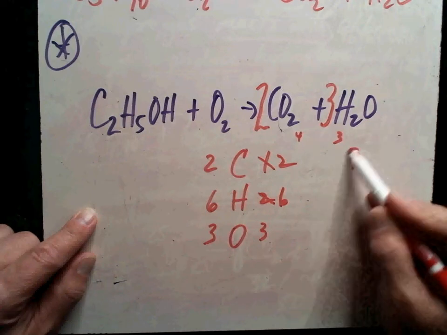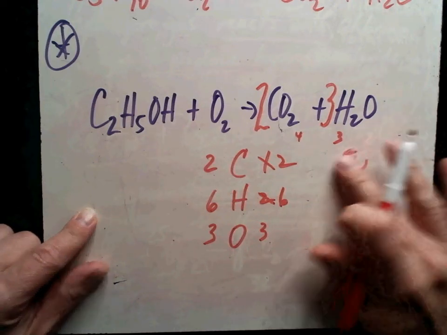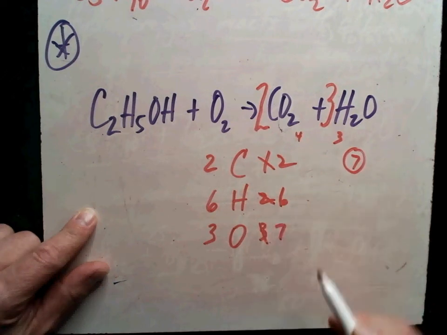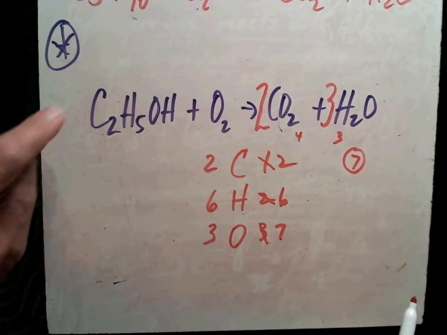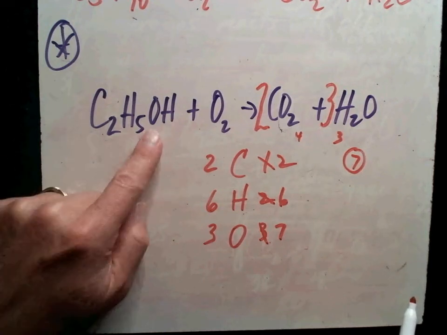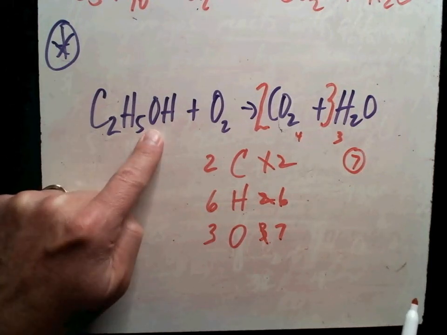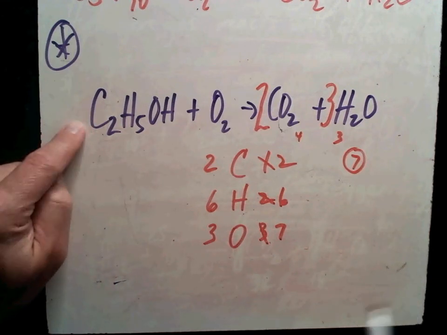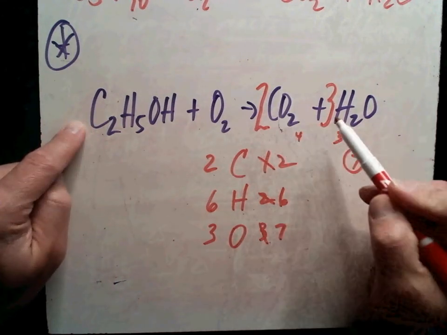That's 7. Now you got to be careful. Ready? I've got 7 oxygens, right? You think, oh, go out front and multiply by 2. Whoa, be careful. If I'm correct, I've got 1 oxygen that's stuck there. Do I want to put a number right there? If I put a number there, it's going to change that number and that number.